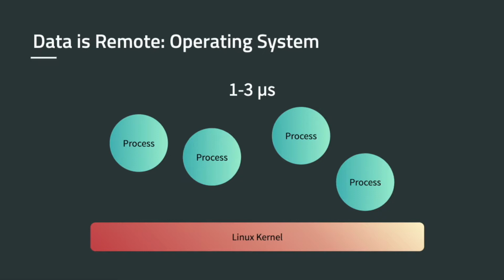So data can also be remote, even though it's within the same node. If we have data in another process, it's still remote, at least as I see it. Just to make a context switch on a Linux computer is maybe 1 to 3 microseconds. And on top of that, you will ruin all your caches and the locality that you have in your application. So that's still remote.